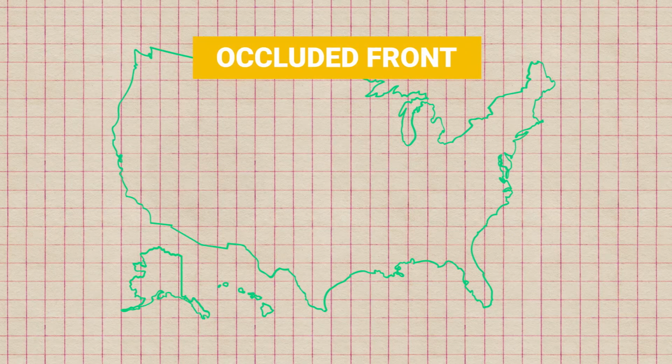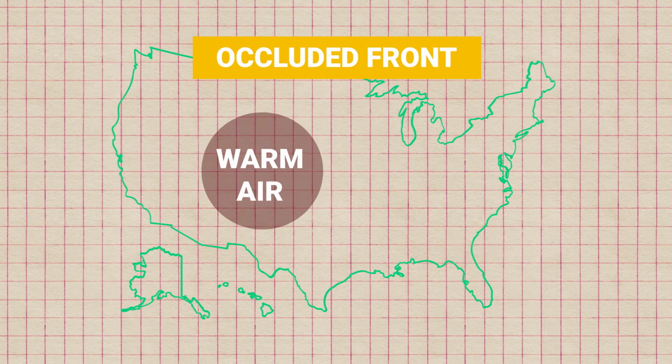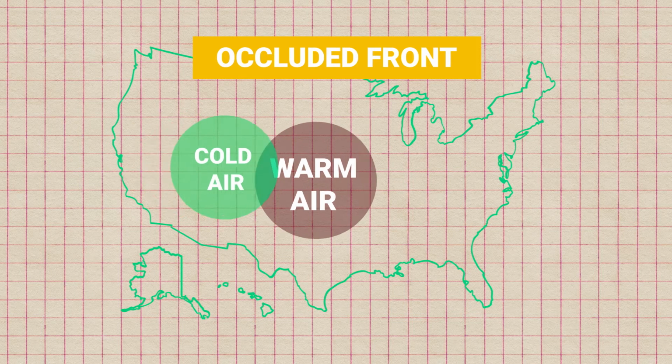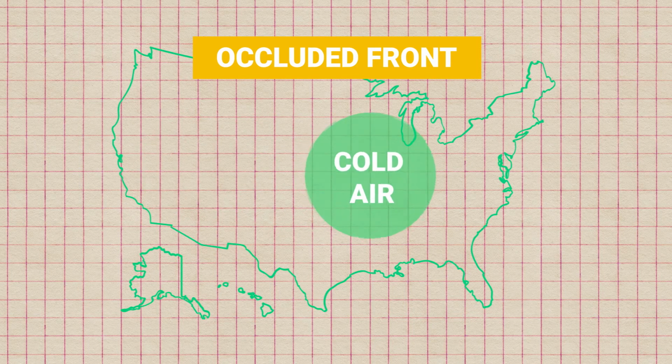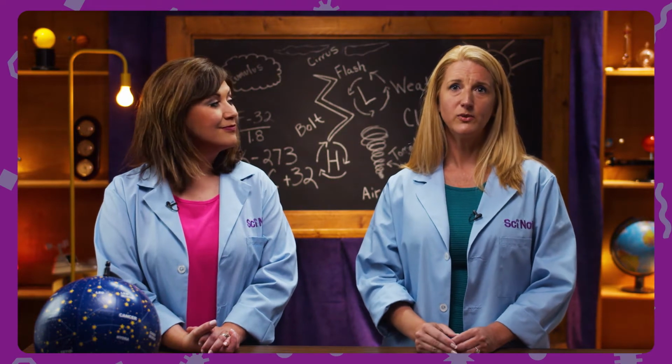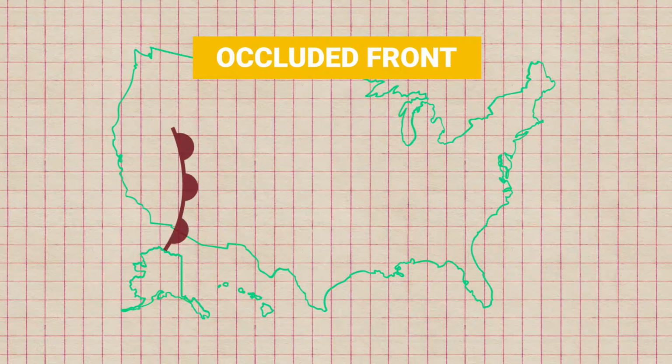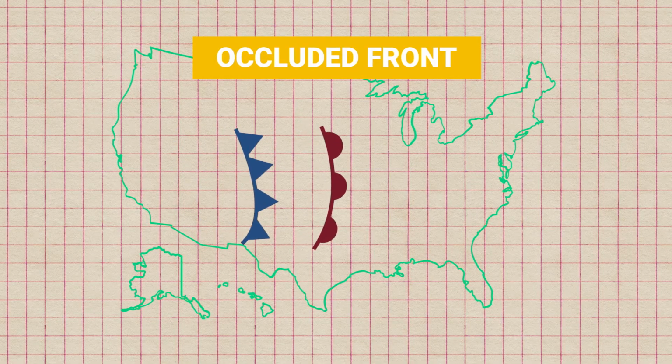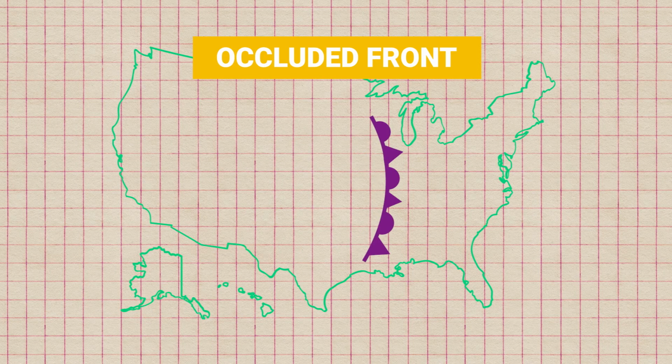The last type of front that we're going to learn about today is an occluded front. An occluded front is created whenever the faster cold air catches up with the warm front and then overtakes it. Occluded fronts are often found around areas of low pressure, but they can also occur when storms are fizzling out. Occluded fronts are shown on a weather map as purple with alternating triangles and semicircles on the same side of the line. These are the 4 fronts you'll see displayed on a weather map.